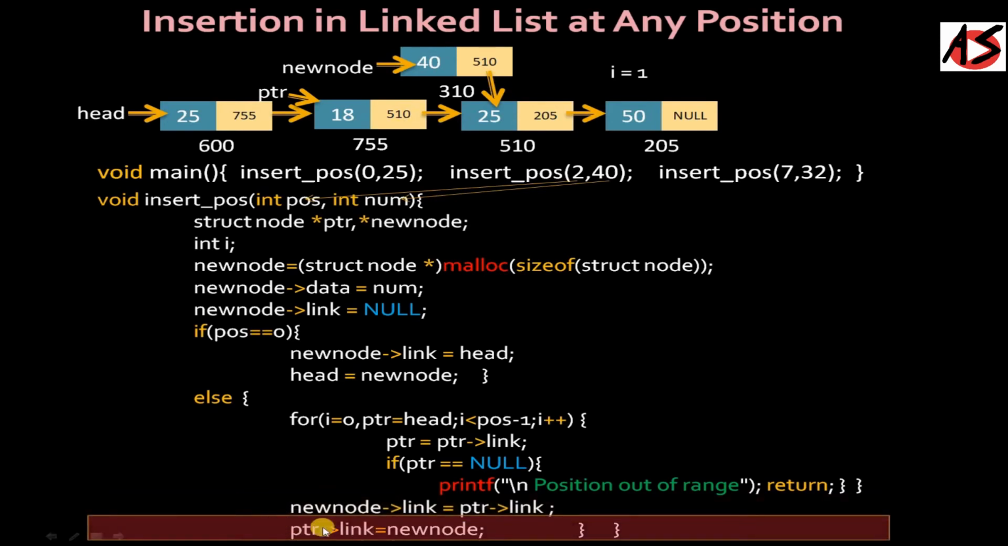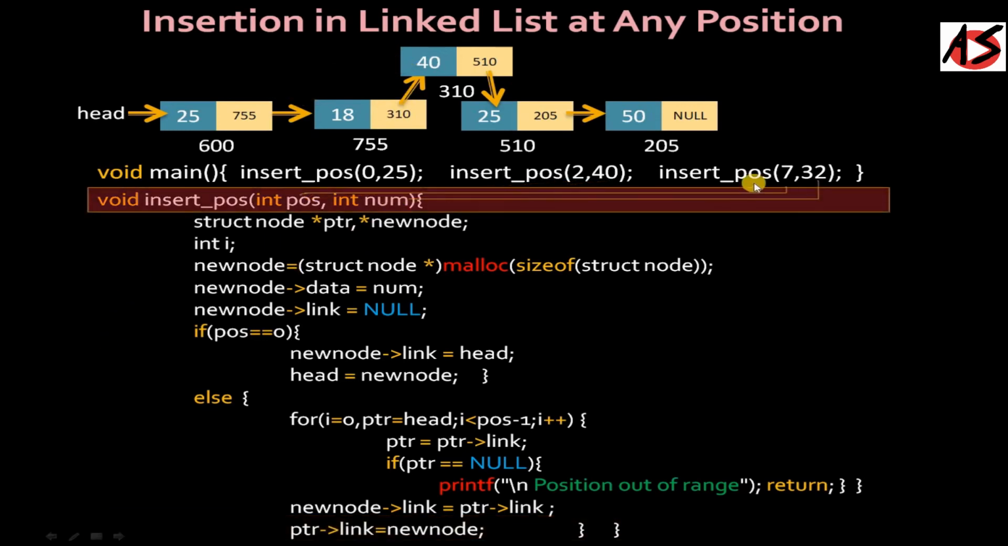Now we will see here pointer link part is equal to new node. So now this is the pointer, and the link part of the pointer is updated with the new address of the new node. So now this will be 310.